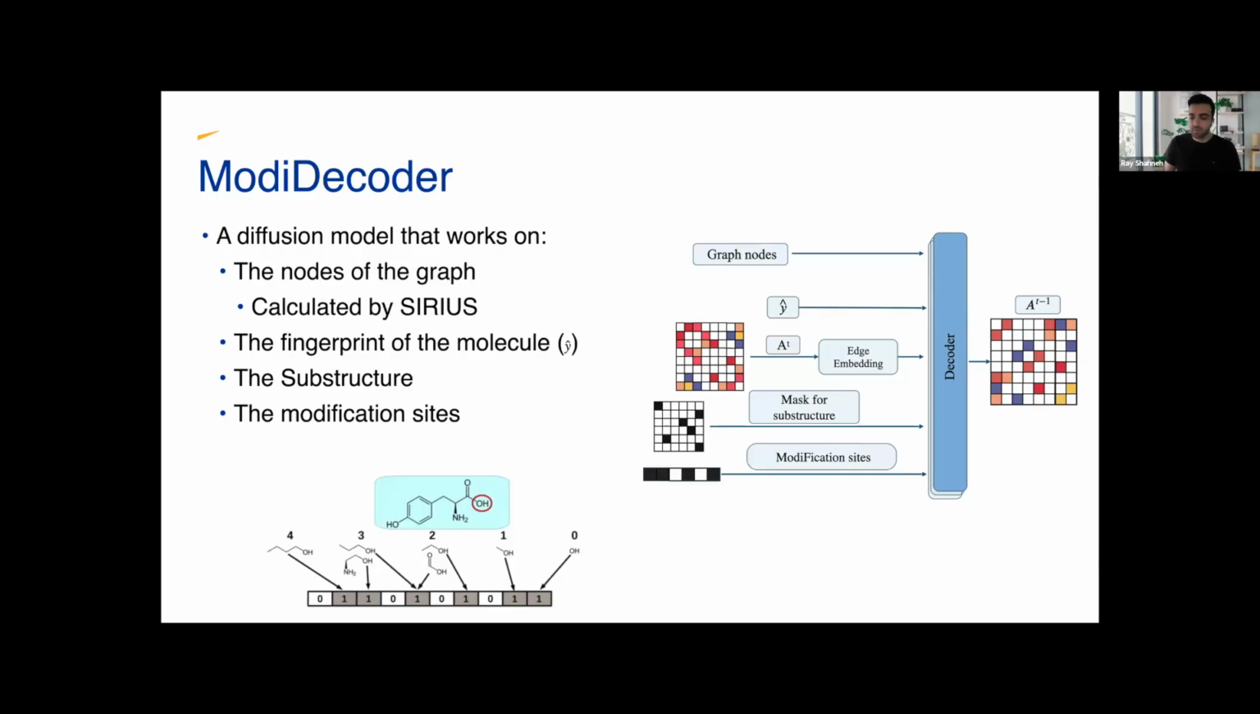And if you're not familiar with what the fingerprint of a molecule is, it's essentially a vector that just says whether some different structures exist in the molecule or not.